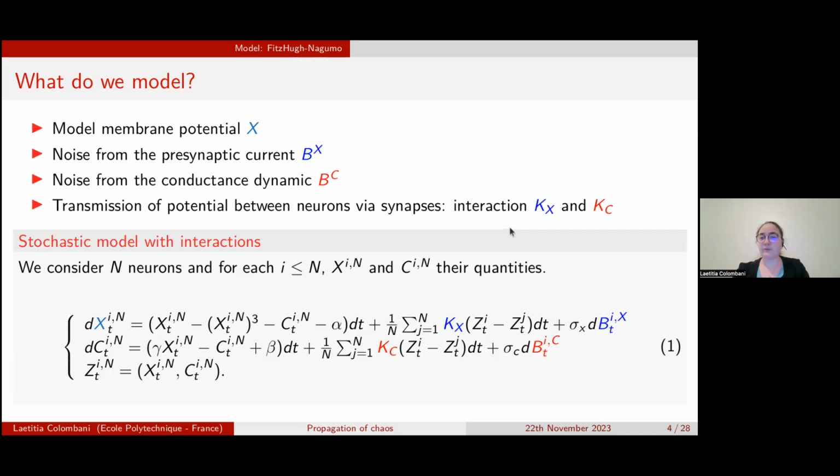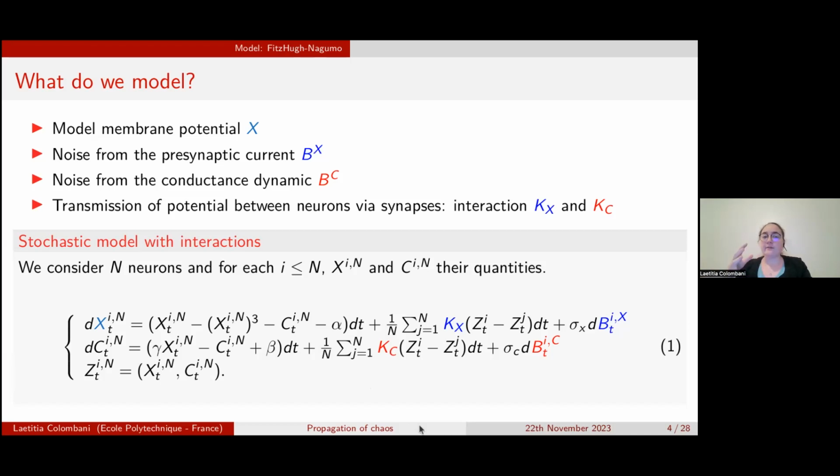Here, the interaction is a function, so two functions, Kx and Kc, and it's applied on the difference of the two states, the state for the I neuron and the state for the J neuron. Okay. So Z_i will be the state for the i-th neuron, so the couple X and C.